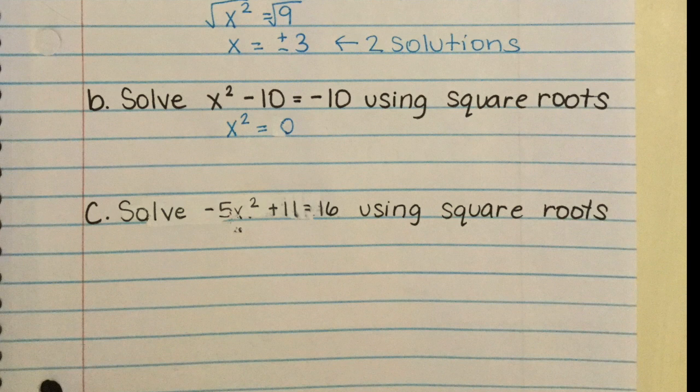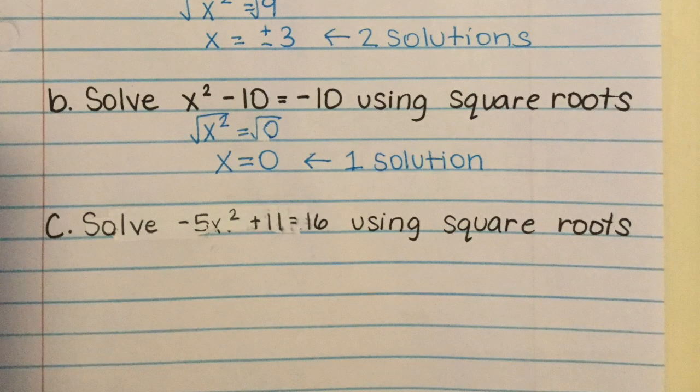In this next example, I am solving x squared minus 10 equals negative 10 using square roots. So my first step is to add 10 to both sides so that I am isolating x squared all by itself. I'm left with x squared equals 0, so this is my clue that there's only going to be one solution since it is equal to 0. To figure out what x equals, if I take the square root of x squared, I am left with x. If I take the square root of 0, that gives me 0, so there is only one solution, and that solution is x is equal to 0.